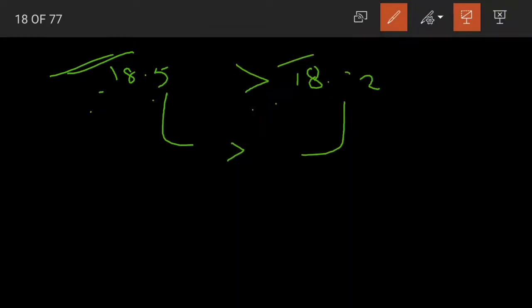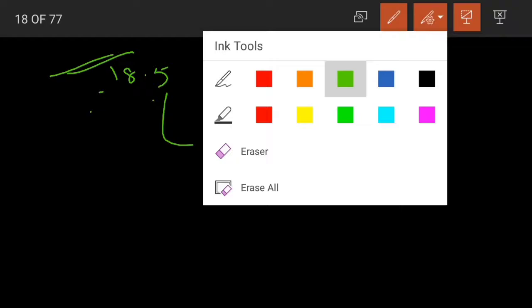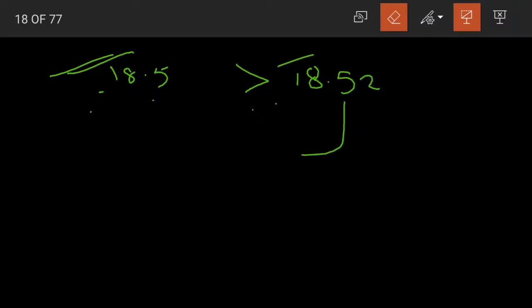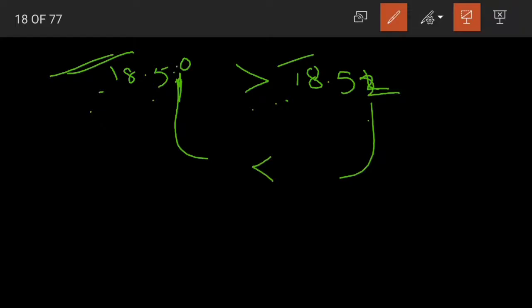What if we have 5 even here? Yes, even the digits in the 1/10 place are the same. Now what will you do? We'll move on to the next place, that is 100th place. What digit are we having here in the 100th place? Here we are having nothing. Nothing means 0. But in 18.52 we are having 2 in the 100th place. If we compare, 0 is less than 2. So 18.50 is less than 18.52. Understood children about the comparison of decimals?